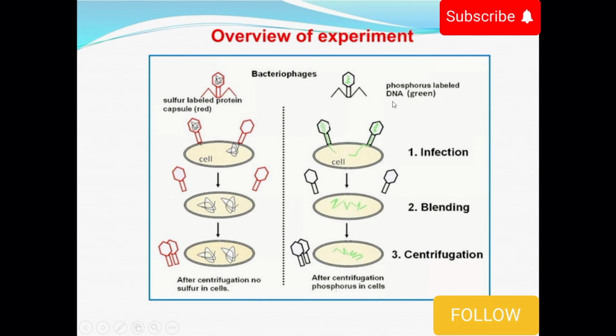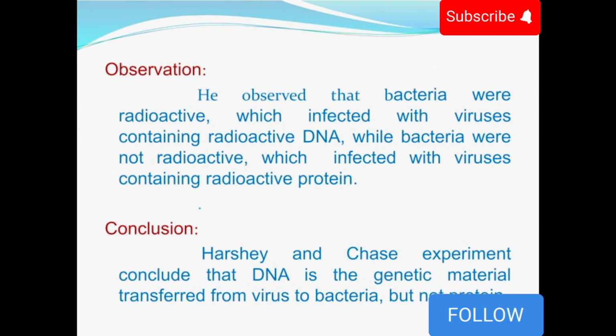In the other set of the experiment, the DNA was labeled with the radioactive form of phosphorus. When this bacteriophage injects its DNA into the cell, this is known as infection. Then the virus replicates its DNA. After centrifugation, phosphorus is present within the cell, or present within the DNA. So from this experiment, he observed that bacteria infected with viruses containing radioactive DNA were radioactive, while bacteria infected with viruses containing radioactive protein were non-radioactive, because protein is present in the capsid, and only the bacteriophage injects its DNA. So the DNA containing the radioactive form of phosphorus is present within the cell.